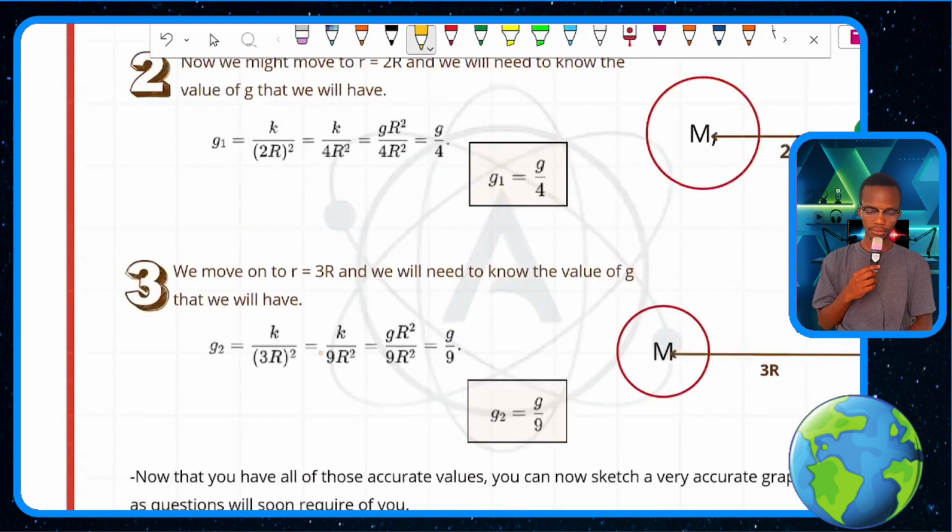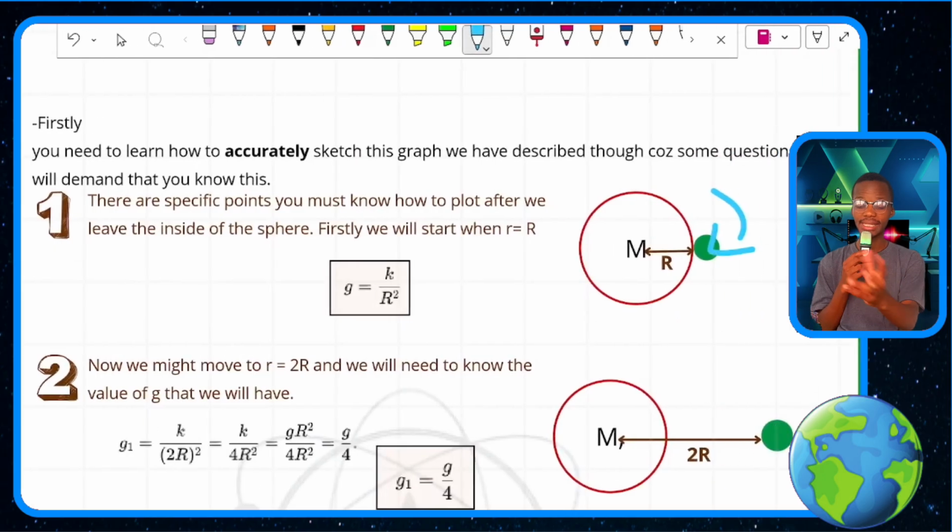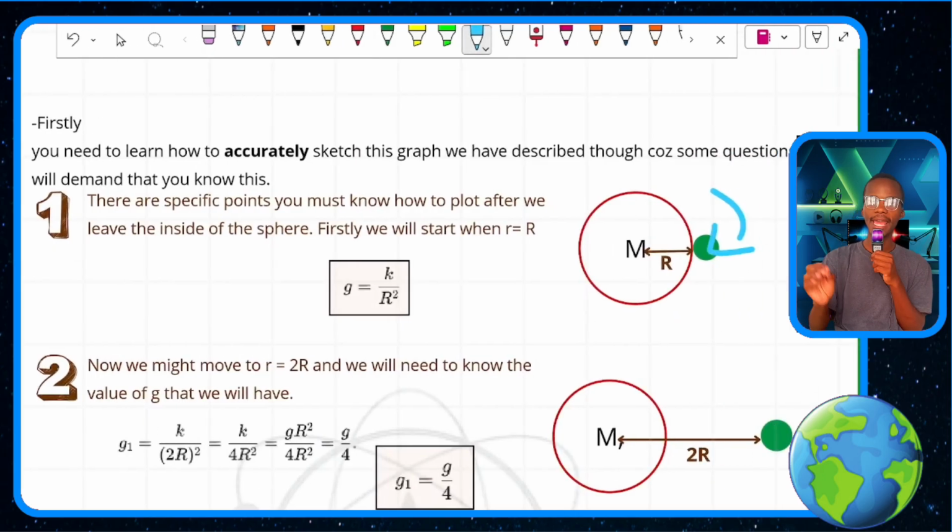Okay, so let's start. If you're at a specific distance r from the center of the Earth, so if you're here at the surface of the Earth, g will be equal to GM over r squared. So for argument's sake, I'm going to assume that GM is equal to k. So GM over here is equal to k.